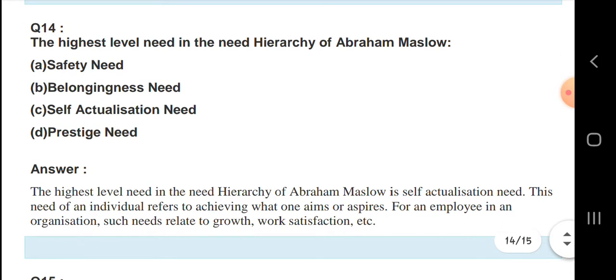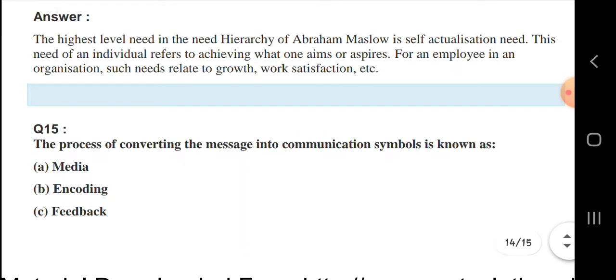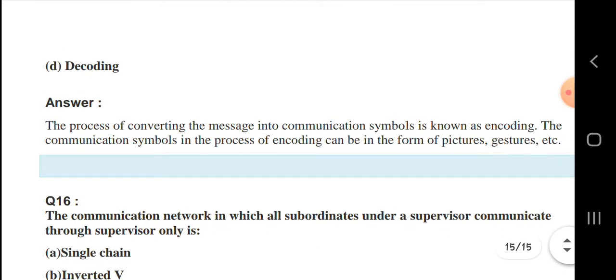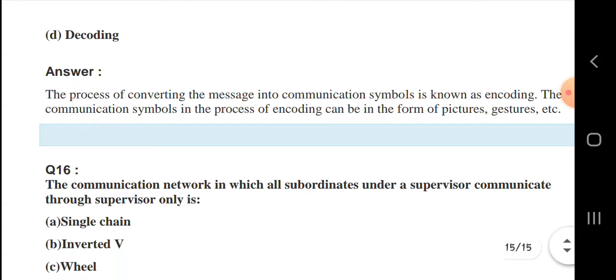Self-actualization need, prestige need. The highest level need in the hierarchy of needs is the self-actualization need. Next, the process of converting the message into communication symbols is known as encoding, not media, feedback, or decoding. The process of converting the message into communication symbols is called encoding.